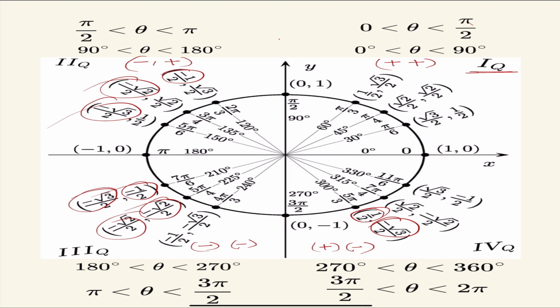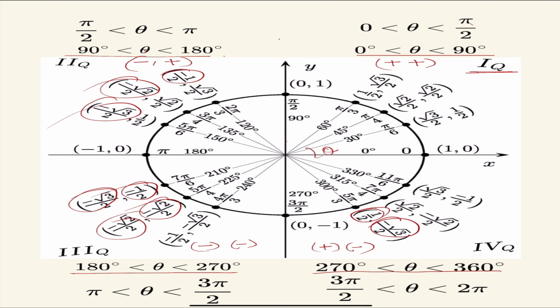The first quadrant starts from 0 degrees but is less than 90 degrees. If the angle is theta, theta has to be more than 0 but less than 90 degrees. Same thing, more than 90 for the second quadrant, less than 180. For the third quadrant, more than 180, less than 270. Fourth quadrant, more than 270, less than 360.